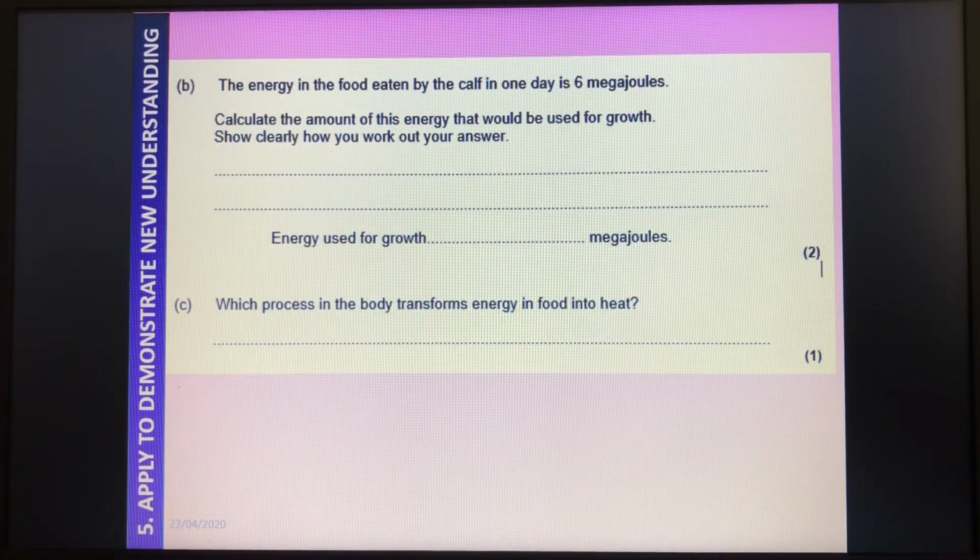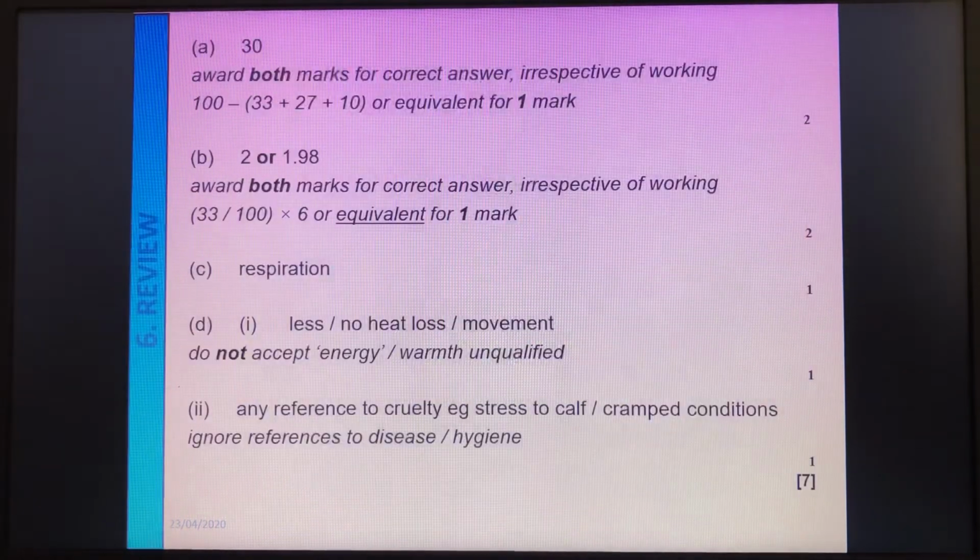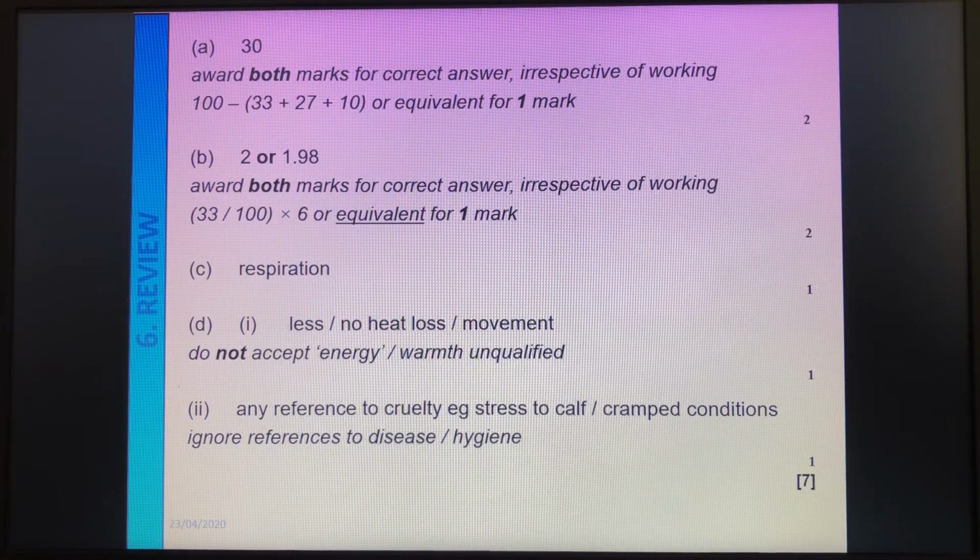Oh, how many megajoules, sorry, apologies, were used for the growth? It was 2, or if you're being really careful, because it was 33%, not exactly a third, it's 1.98. The next answer is respiration, and then we've got less or no heat loss because they're packed in so closely together. Less movement. Be careful with how you write it.